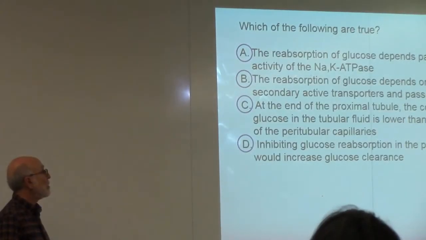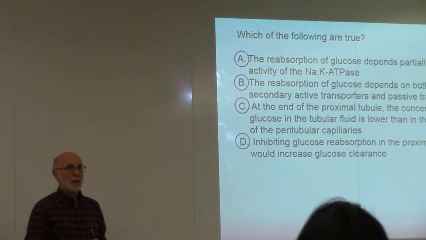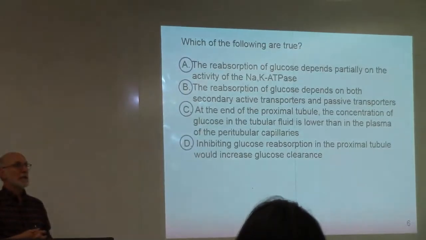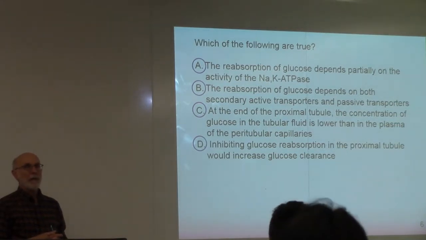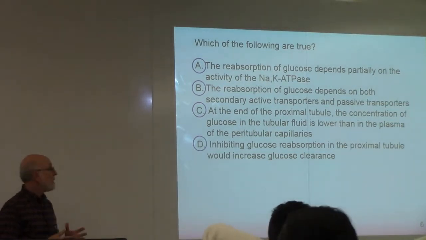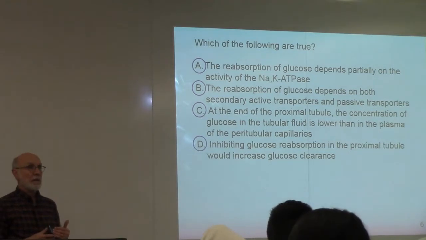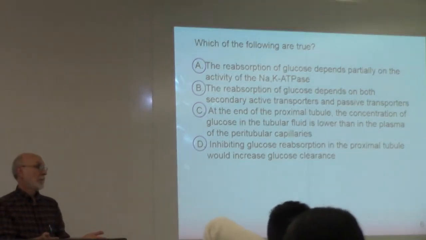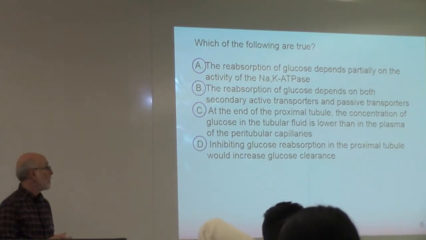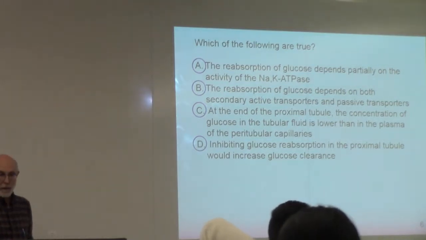Inhibiting glucose reabsorption in the proximal tubule would increase glucose clearance. What is normal glucose clearance? 0, because we reabsorb every bit of it. So if we inhibited glucose reabsorption, then some of it is going to get in the urine, and it would increase glucose clearance from 0 to something. Okay, so that's why those are all true.